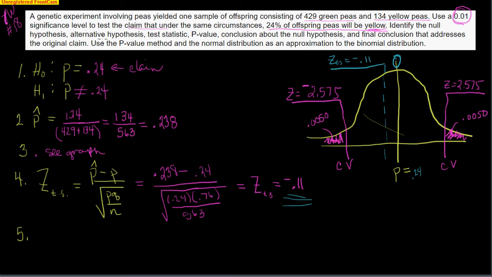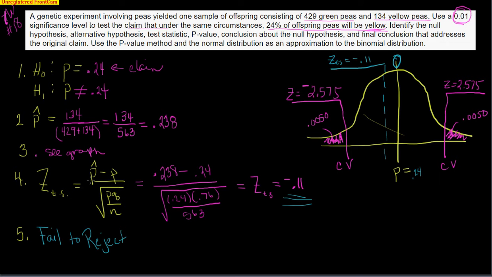I didn't talk about that in my original lecture because you don't actually need the p-value to draw your conclusion. We can see already that our test statistic is not in the critical space. So therefore we know we must fail to reject the null.